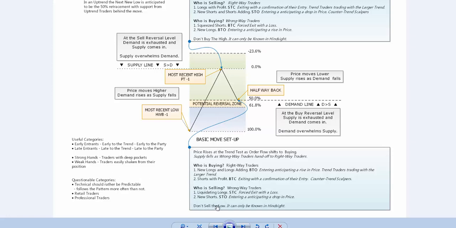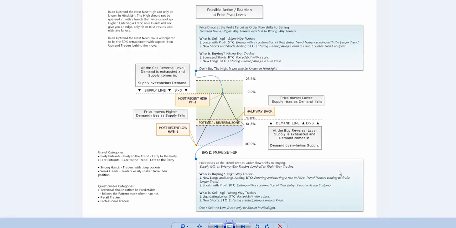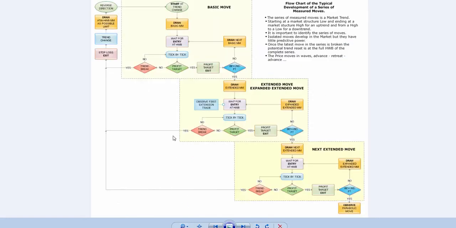So we don't sell the lows. We don't buy the highs. And again, the profit target or where the market will turn can only be known in hindsight. So now we have the base about how these market structures are created or look in our markets, and who and how they create these trends inside of our market. Let's move on to the flow of how these measured moves exist inside of our markets.